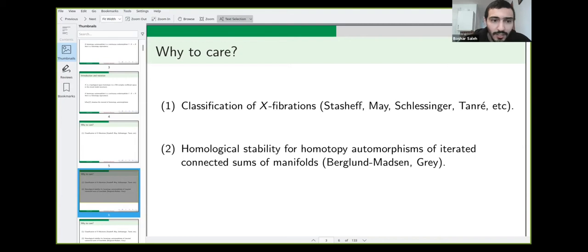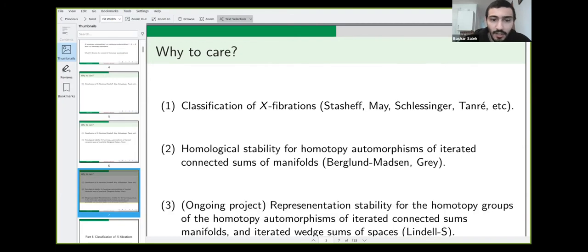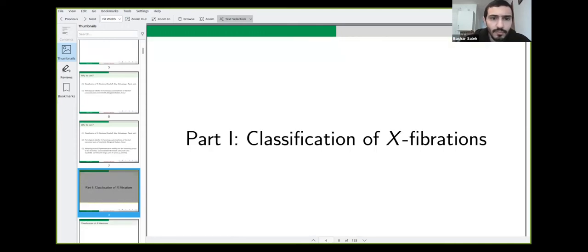And in an ongoing project, we use the techniques of Berglund and Madsen to look at representation stability of the homotopy groups of the homotopy automorphisms of iterated connected sums of manifolds, and also iterated wedge sums of spaces. This last part I will just talk about very shortly. So I will start with the first part, classification of X fibrations.